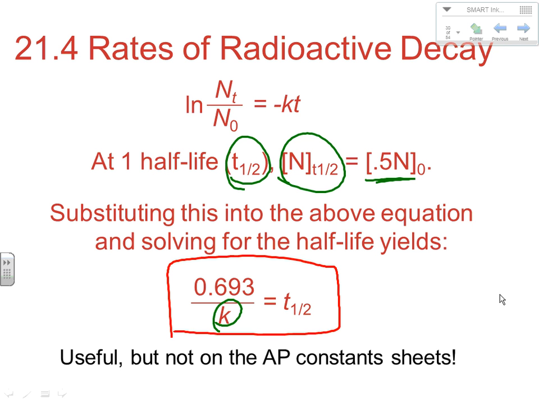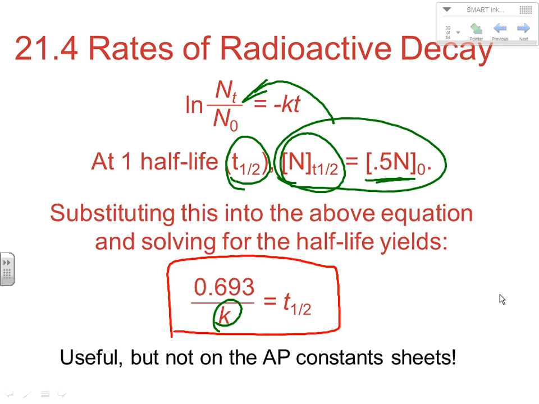Now, if we knew what k was, and k is going to be a rate constant for the reaction, we could also calculate what the half-life is. But all we're really doing is substituting this idea into this equation up here, and that equation is going to simplify or reduce to 0.693 over k equals t half-life. And this is not on the constant sheet.